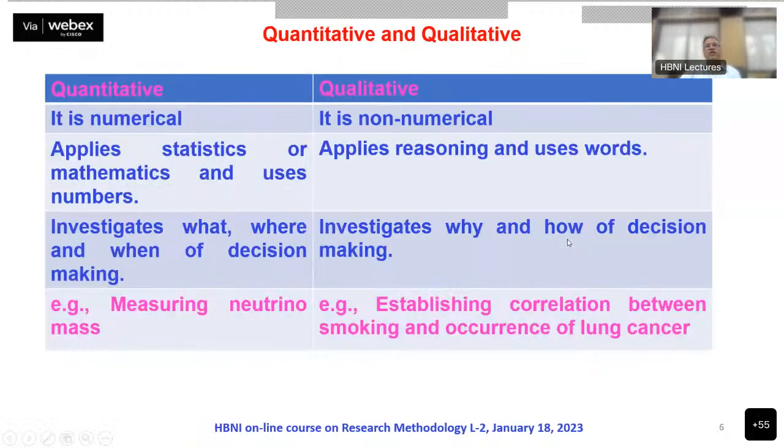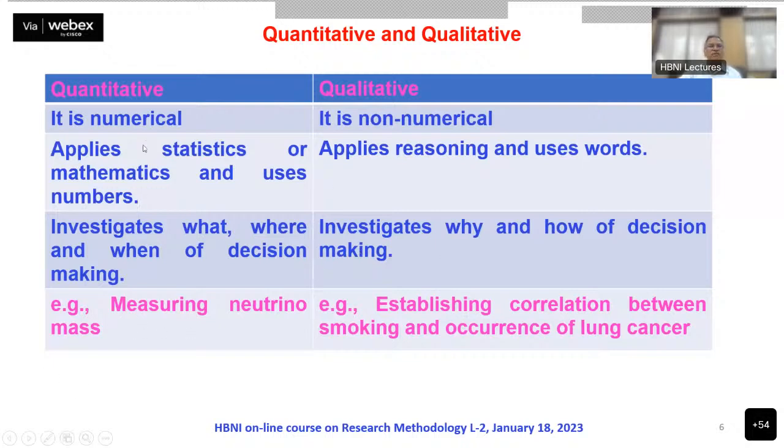Then there can be quantitative or qualitative type of research. Quantitative, you all know, it is numerical. Qualitative is not numerical. Quantitative uses statistics or mathematics and uses numbers. After the research, you will get some numbers and you will be handling them, doing some analysis. Whereas qualitative research will apply reasoning and you will use words to explain, to describe that particular phenomena. Quantitative research investigates what, where, and when of the decision making, whereas qualitative investigates why and how of the decision making. So these are general definitions of qualitative and quantitative.